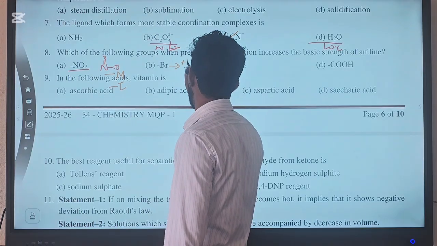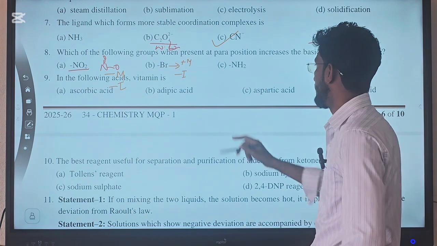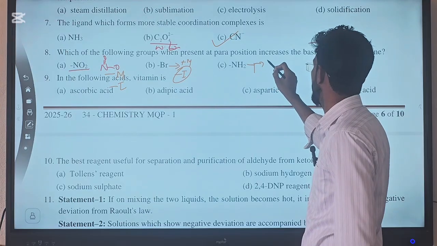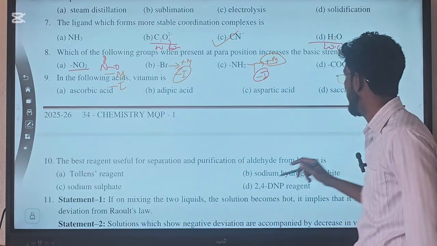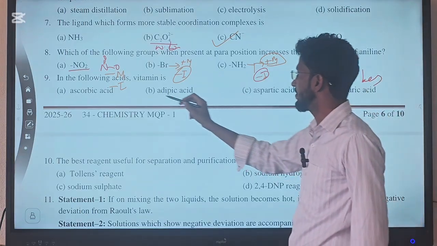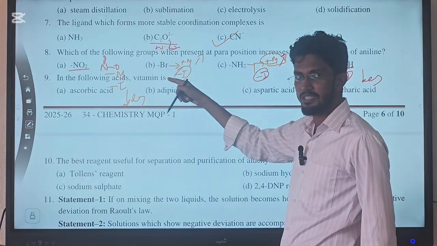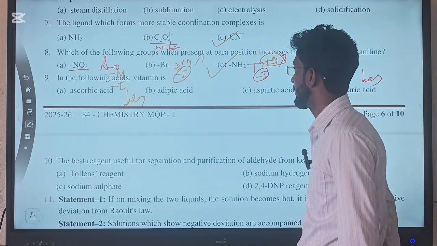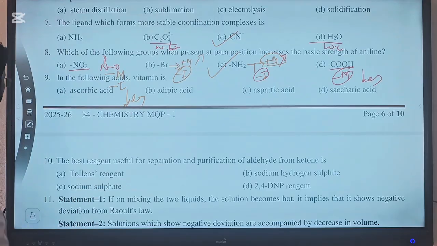Bromine has plus M as well as minus I effect. In case of halogens, I is stronger than M, that's why minus I dominates over plus M. In case of NH2, plus M and minus I act, but plus M is much stronger. In case of CHO, minus M will decrease the basic character. This will also decrease the basic character. This will increase and this will increase. But here minus I is more as compared to plus M, while here plus M is stronger. That's why the answer will be C, because here acidic character will be more and here basic character will be more.